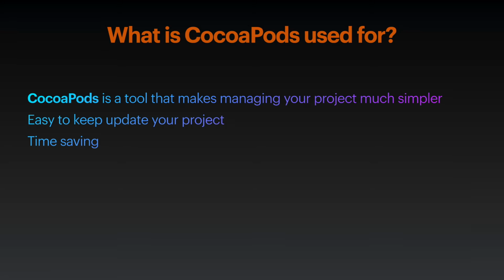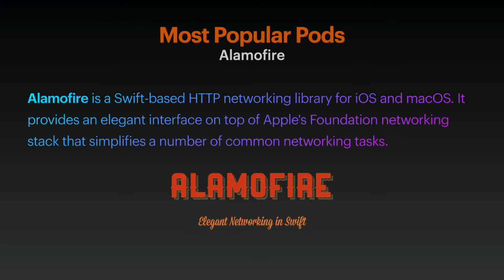Adding and removing dependencies is just a matter of defining them in a file and running a command to install them. Cocoapods reads the file, determines the dependencies that the listed libraries have too, and if there are any shared dependencies, it tries to determine the version that will satisfy all of them. Let's check the most popular libraries on Cocoapods.